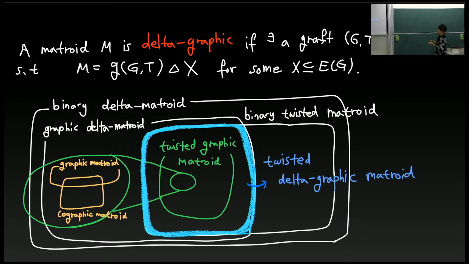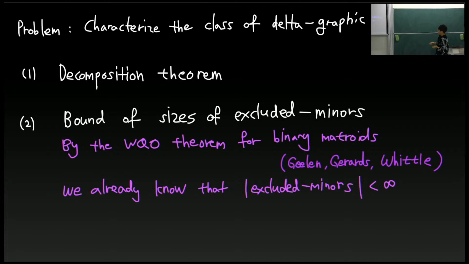We already observed that the cycle matroid is a special case of graphic delta-matroid. So the twisted graphic matroids are a subclass of twisted delta-graphic matroids. Also, twisted graphic matroids contain the class of graphic matroids and the class of cographic matroids. A cographic matroid is the dual of a graphic matroid.